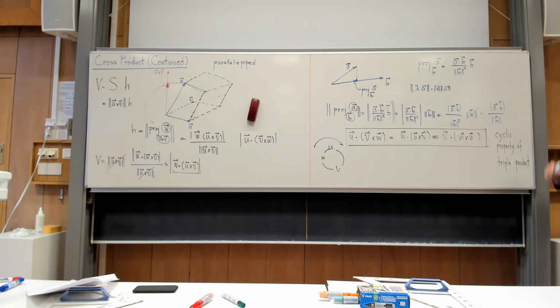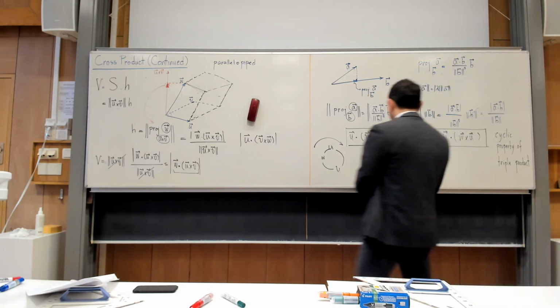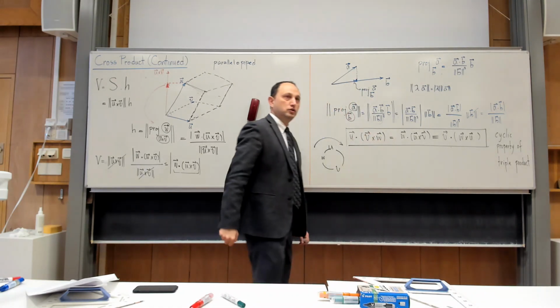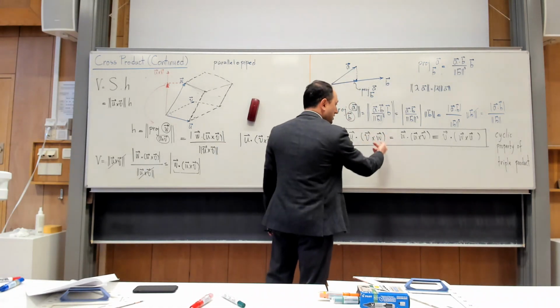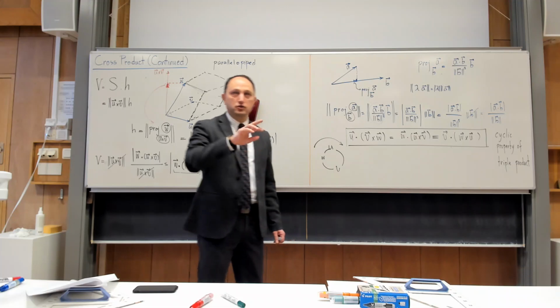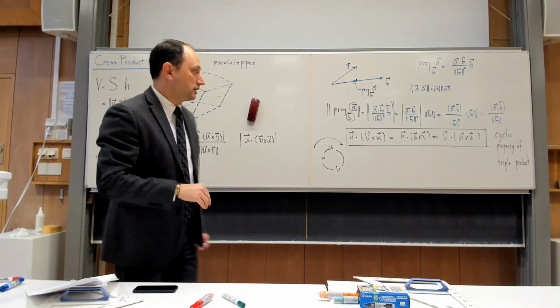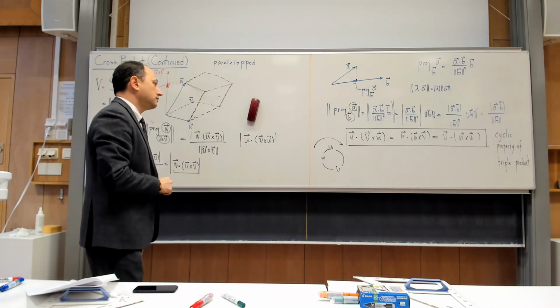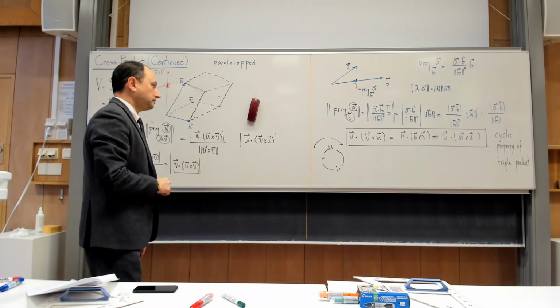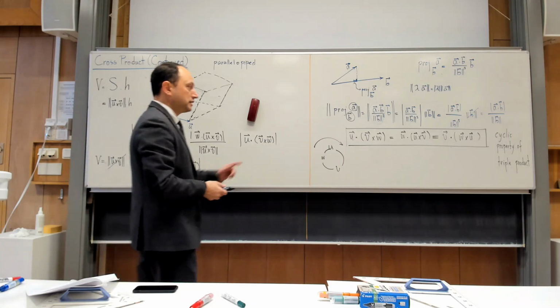It is extremely important. Of course, it doesn't mean that if I interchange them, you don't know the answer. If I interchange them, the answer picks up a minus sign because U cross V and V cross U differ by a minus sign. So it is a very, very nice property, you see.